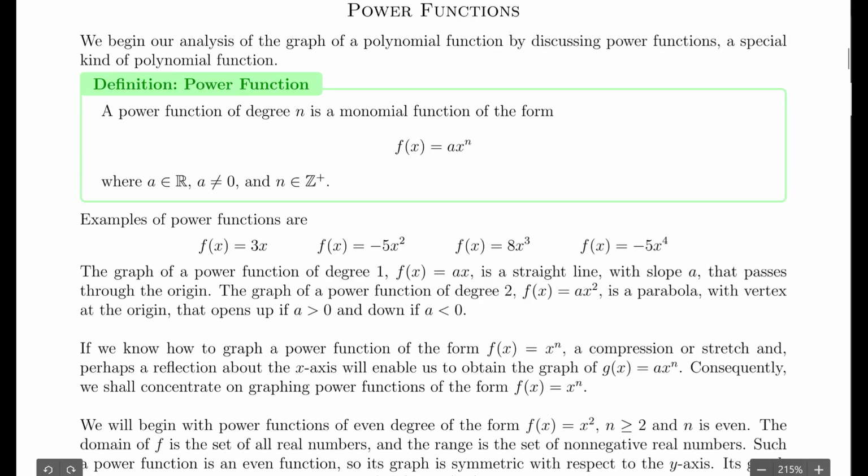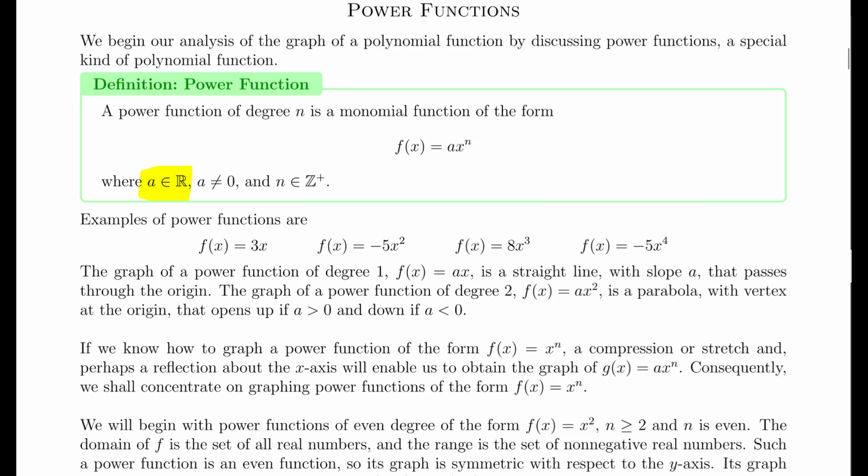Power functions are the simplest of the polynomials. The power function just simply has this one term: a leading coefficient, variable, exponent, and I'll clarify a couple things here in the green box for you. The first one, it says A is an element of the real numbers. So that means our coefficient has to be some real number. That does not mean it has to be a whole number. It can be a fraction.